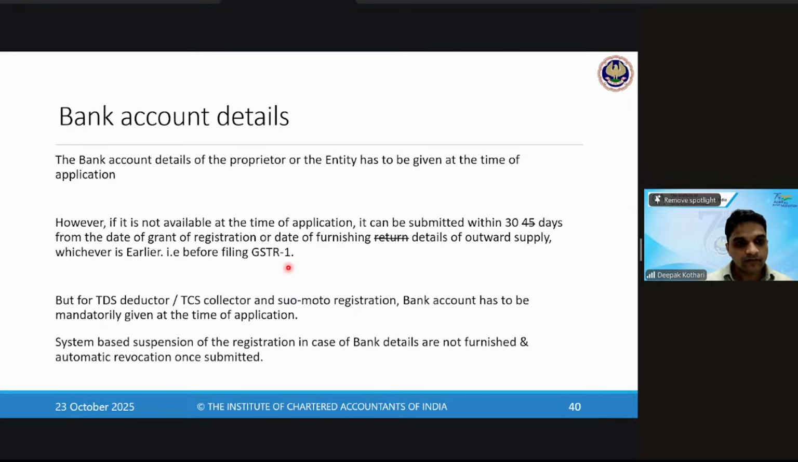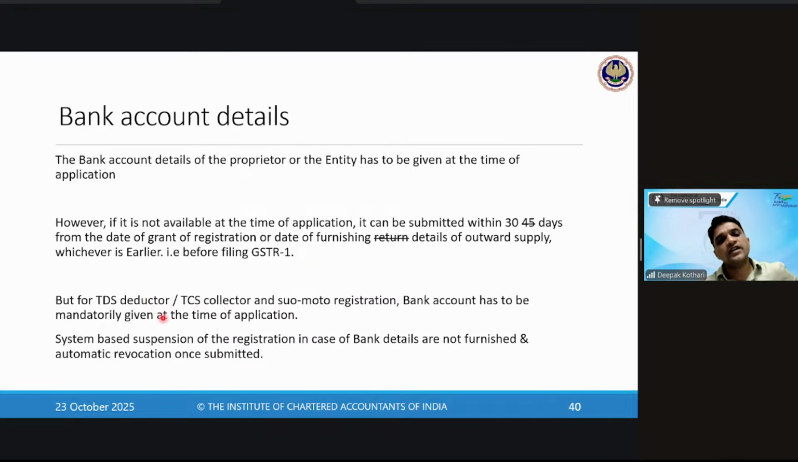Okay, but for a person who is doing TDS and TCS deduction, उसके लिए exception नहीं. This exception is for normal taxpayers, but special payers, that is TDS and TCS, क्योंकि उनको तो अकाउंट में जमा करना ही पड़ेगा, that's why they have to give this bank account at the time of application itself. But for others, you can give it within the due date of filing the returns or 30 days from the date of application.